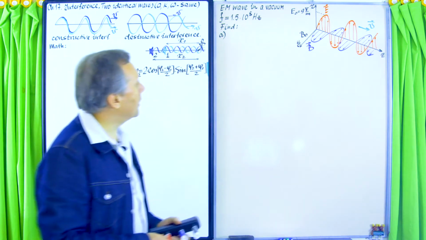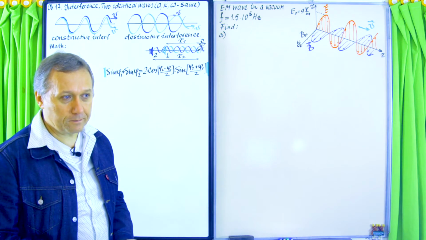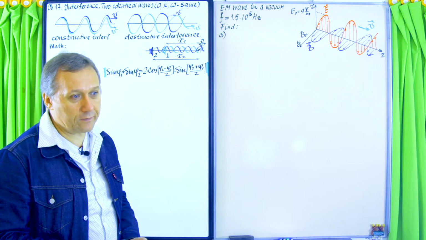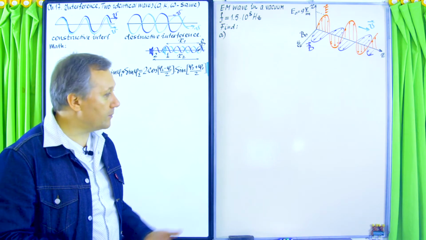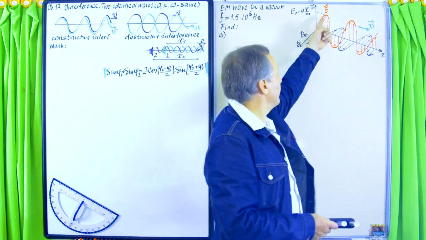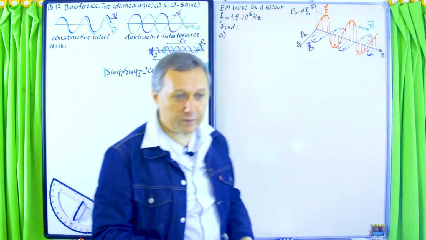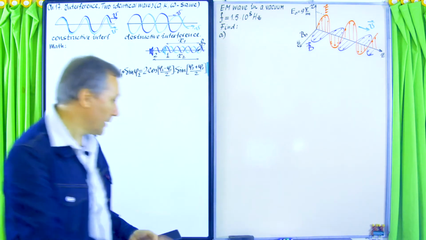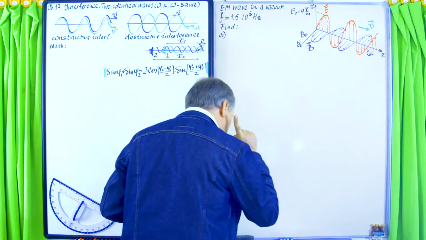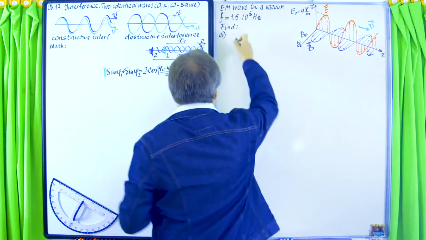Now we need to find a few quantities describing this electromagnetic wave. And then I want to write a mathematical expression describing the traveling wave of the electric field and the traveling wave of the magnetic field. So let's do it. First, part A, we need to find the wavelength.